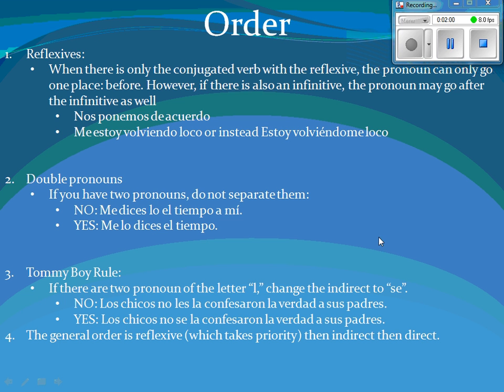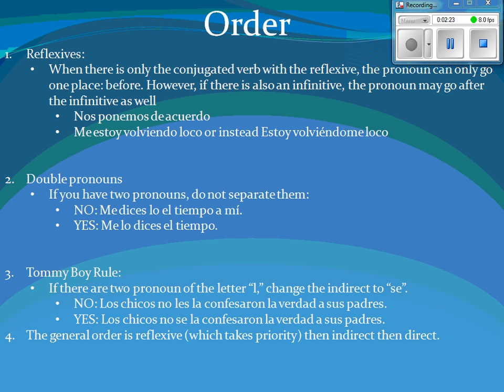Order of the pronouns. Reflexives. There's only the conjugated verb with the reflexive. The pronoun can go only in one place, before the verb. However, if there is also an infinitive, the pronoun may also go after the infinitive. Nos ponemos de acuerdo is an example of when it may only come before. However, me estoy volviendo loco can also be estoy volviéndome loco.